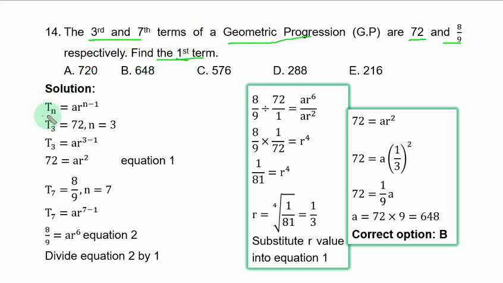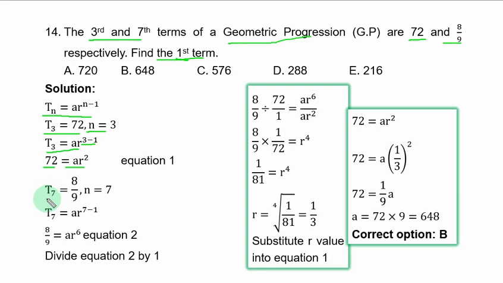Now, we go by the nth term formula of a geometric progression. You have the third term is 72. At this point, n is equal to 3. So, the third term is equal to this. First term and common ratio are unknown. You replace n with 3. The third term is 72 equal to a r squared. You call that equation 1.